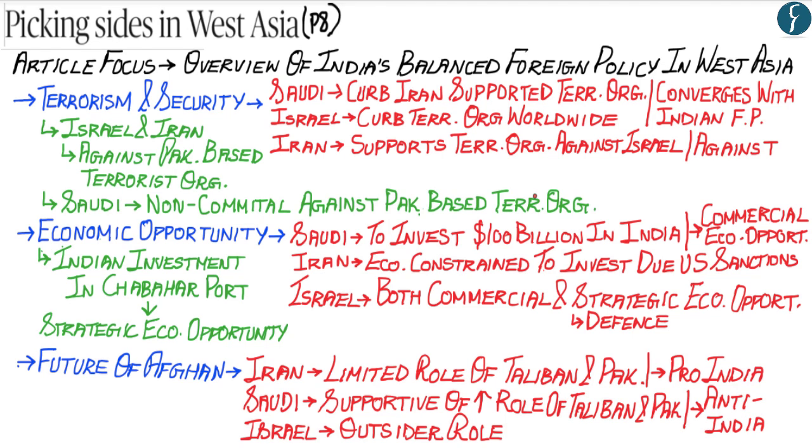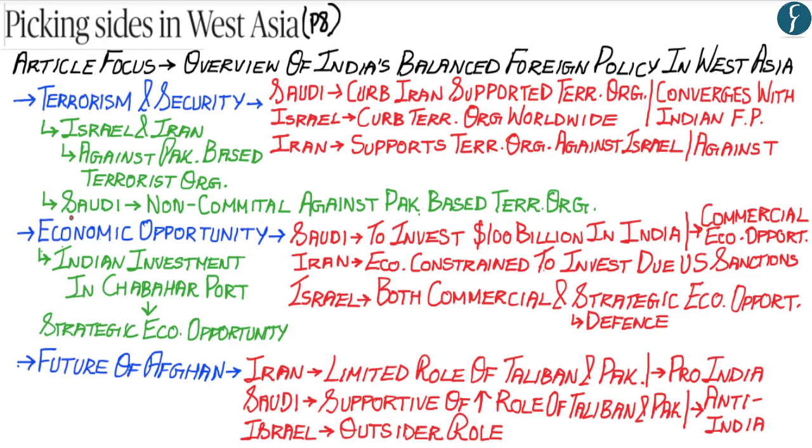Now, these are the three main national interests which have been highlighted in the article, upon which India is maintaining a balanced foreign policy approach with regards to the major West Asian powers, that is Israel, Saudi Arabia, and Iran. Whereas the first national interest that this article talks about is of terrorism and security. And what is happening is that Saudi Arabia intends to curtail the influence of terrorist groups which are supported by Iran. And this curbing of terrorist groups by Saudi Arabia actually aligns with India's national interest, whereby there should not be any state sponsorship for any terrorist organizations around the world.